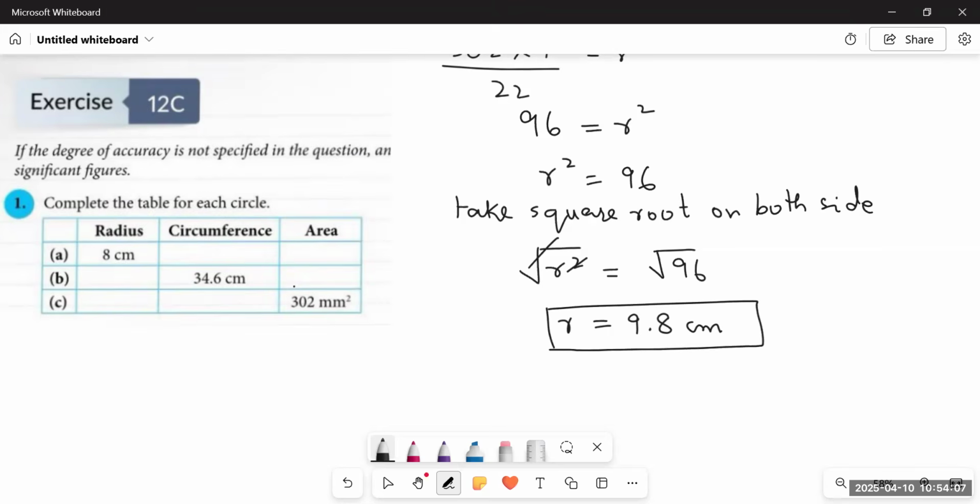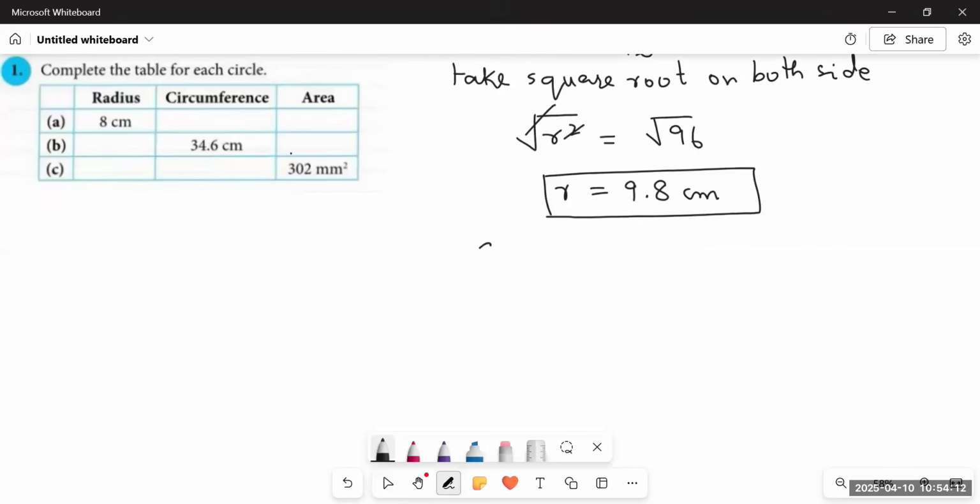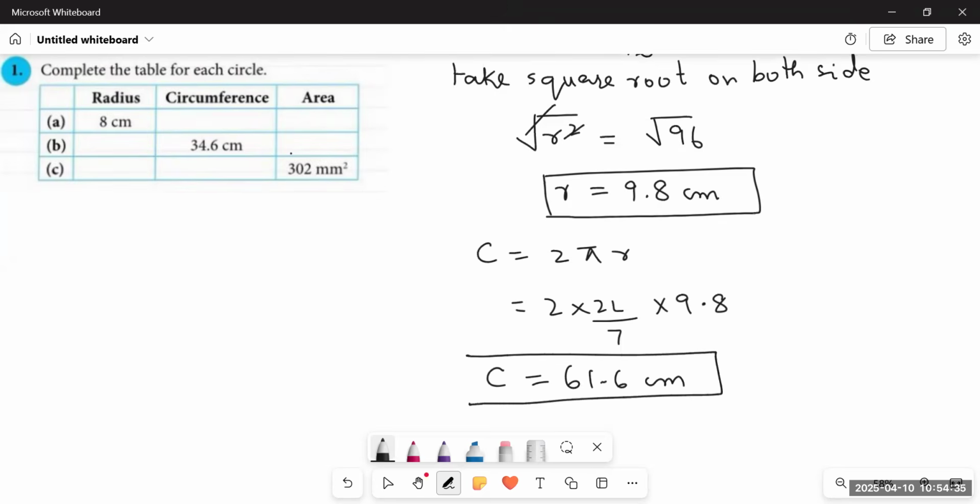This is the radius. After finding the radius, now it's easy for us to find out the circumference using the formula, that is 2 pi r. So it will be like 2 multiplied by 22 upon 7 multiplied by 9.8. So we'll multiply 9.8 with 44 and divide it by 7. So the final answer would be 61.6. You see how easy it is? Using these two formulas, we can find the radius, the circumference, and the area, all of them.